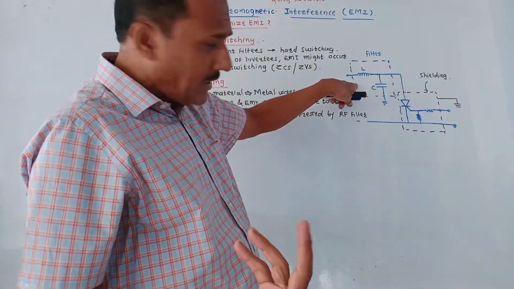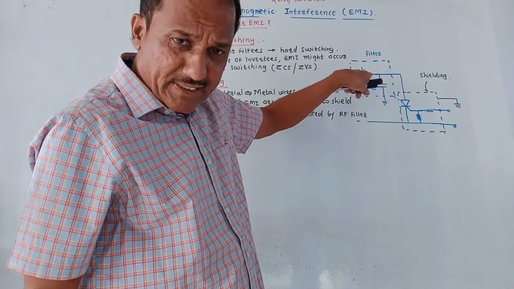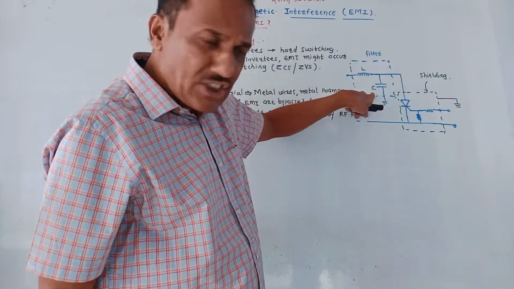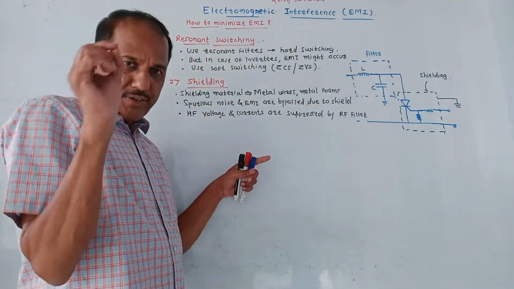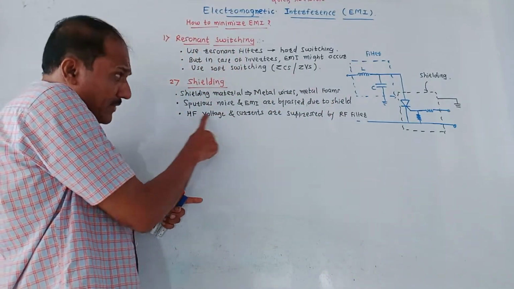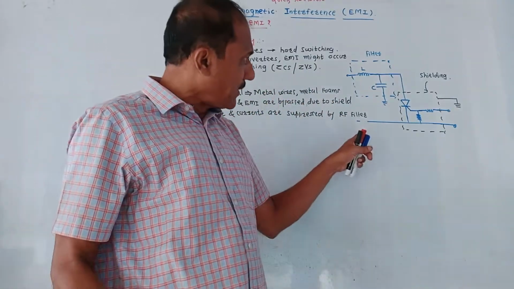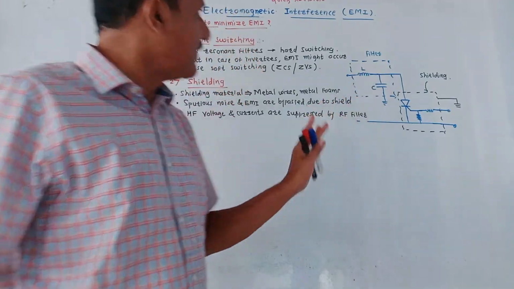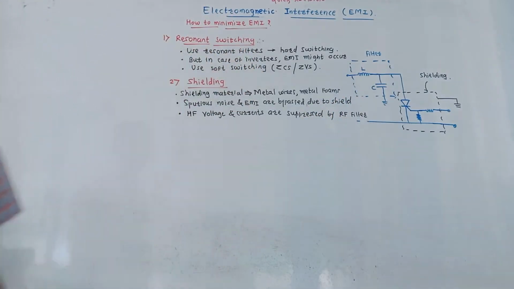The third method is filtering. This is the LC filter, which is also called the radio frequency filter, RF filter. So high frequency voltages and currents can be suppressed by making use of this RF filter. So these are certain techniques which are used to minimize EMI.